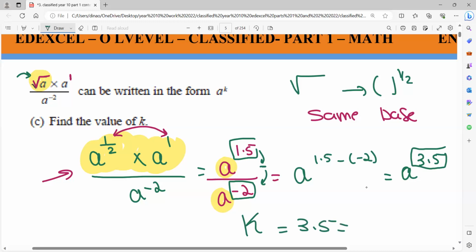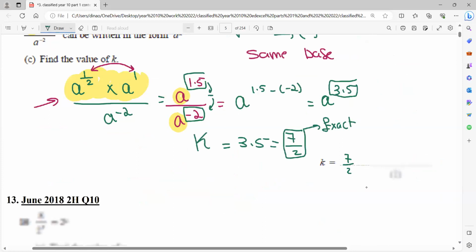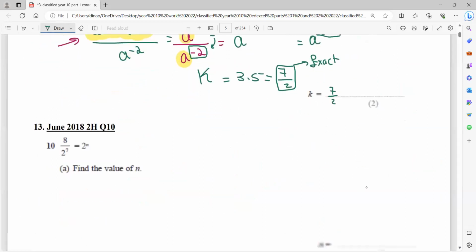You can keep it as a decimal or keep it in fraction form, it's totally up to you. But if the question says that the answer should be exact, then you keep it as a fraction. More questions related to this part?